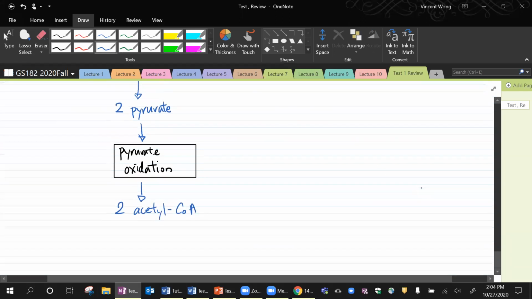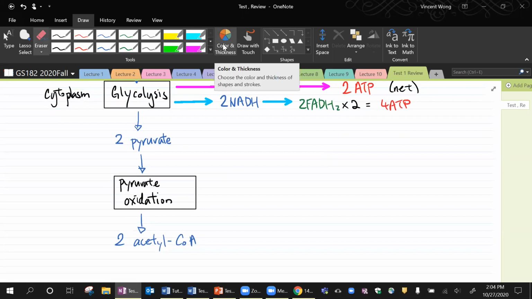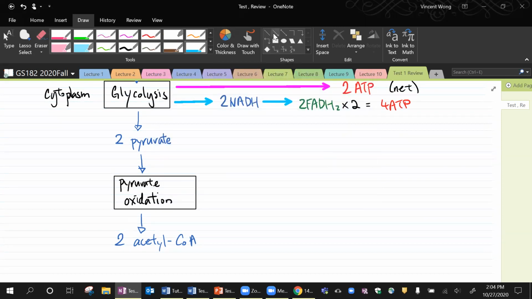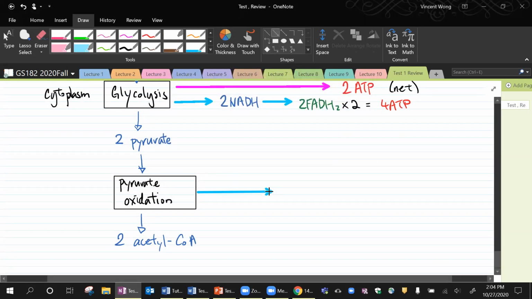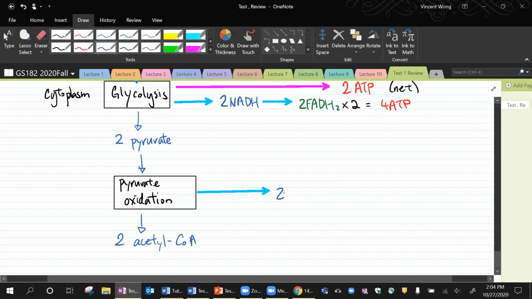2 acetyl-CoA. Okay, so what are you going to get from here? Well, you are going to get no ATP in the process, no substrate level phosphorylation, but you will get 2 NADH. Okay, this is per glucose.